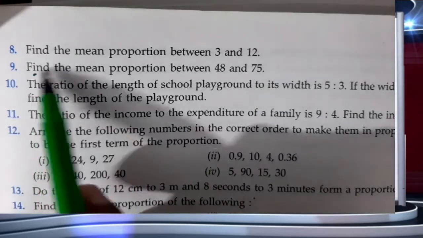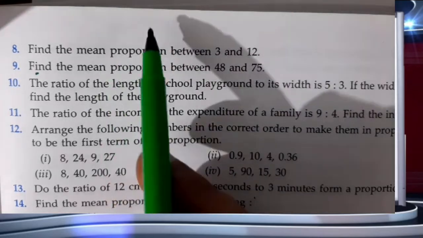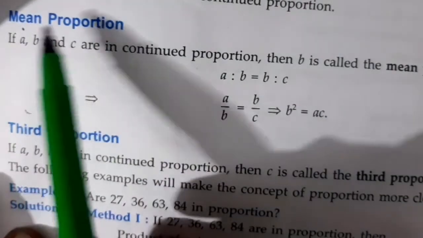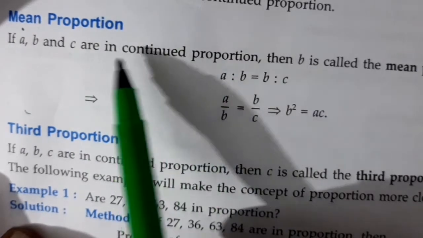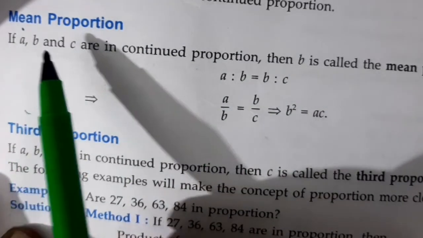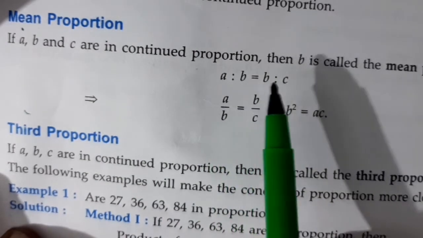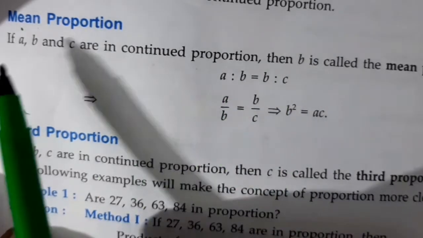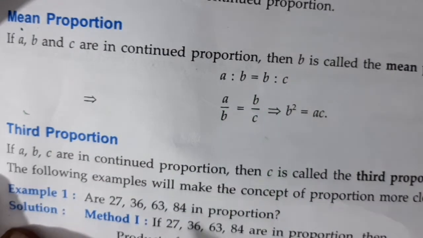Question number 8. Find the mean proportion between 3 and 12. Now for this, first we have to understand the word mean proportion. See students, mean proportion means if A, B and C are in continued proportion. Continued proportion all of you know now, that is my second and third term is same. If A, B and C are in continued proportion, then A ratio B is equal to B ratio C. Here, then this B is the mean proportion.